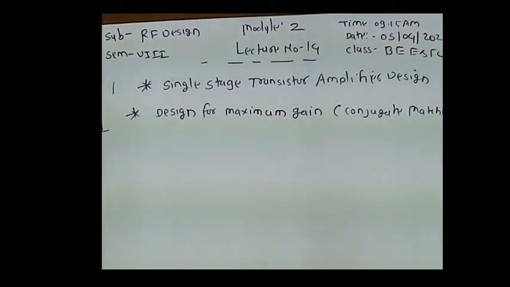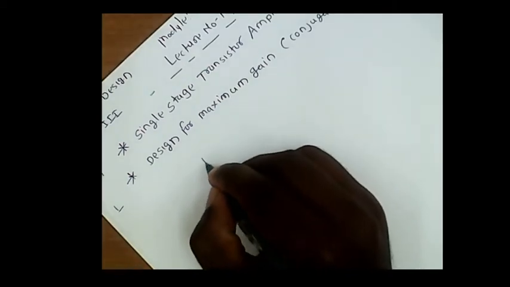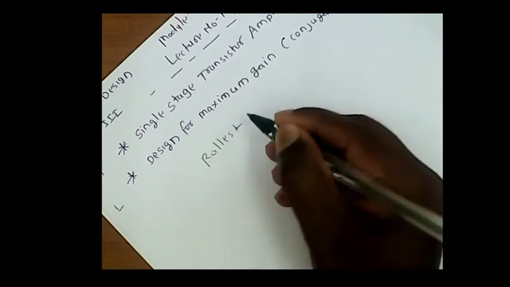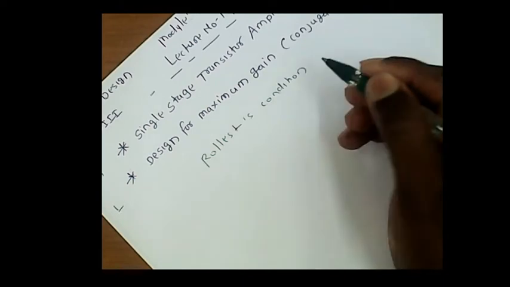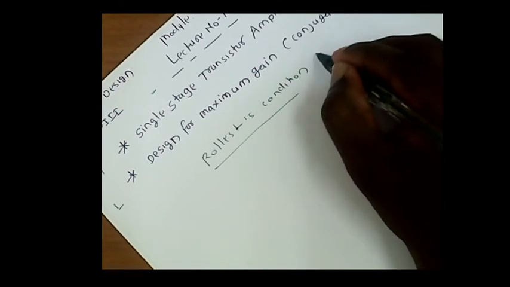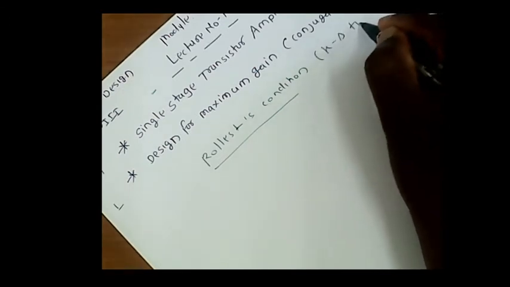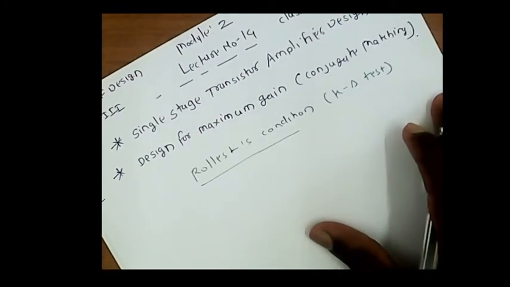Basically, first we discussed the test of unconditional stability by Rollett's condition. In the previous lecture, we discussed Rollett's condition for stability, which is also called the K delta test. This test is used to judge whether the transistor is unconditionally stable.